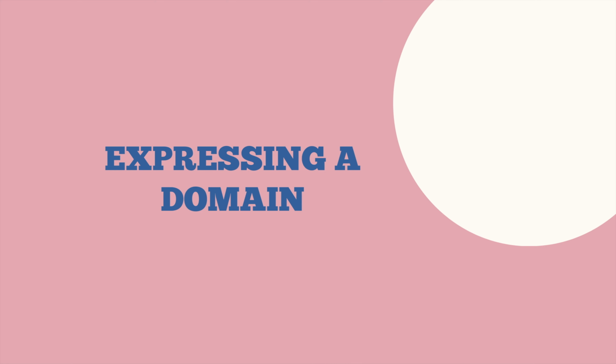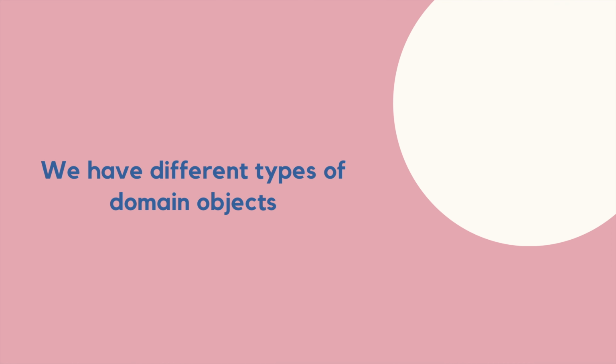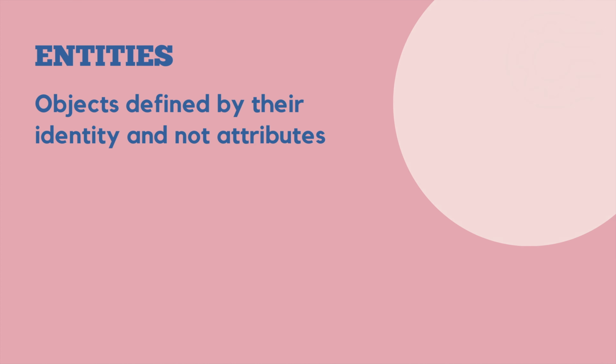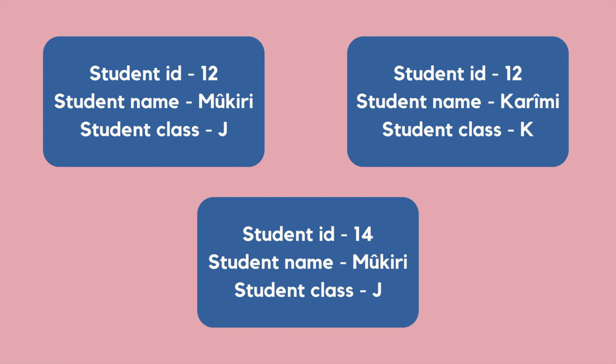Hello, let's look at ways you can express our domain model. Let's look at domain objects. We have different types of domain objects and we'll also look at how to classify them. We'll start with entities. These are objects defined by their identity and not their attributes. They represent a thread of continuity that runs across time and distinct representation. Let's look at an example of this.